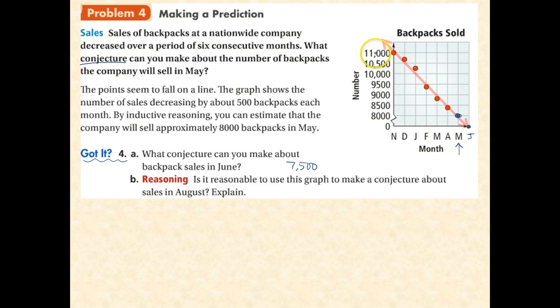If this graph went all the way back to previous years, maybe in previous years it would be up at the beginning of the school year, down during the summer, up at the beginning of the school year, then we could follow a pattern to talk about what sales are going to be like in August.